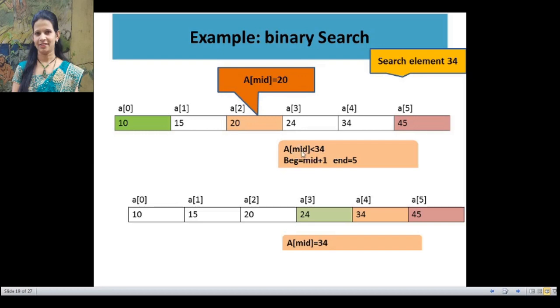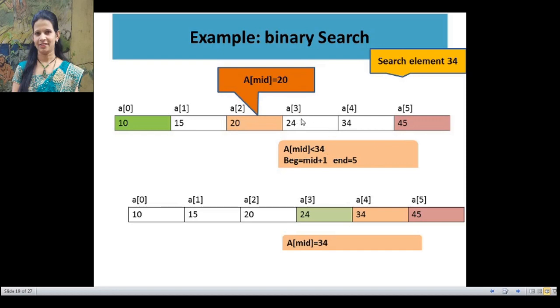So now find your element 34 inside this upper part. So set again the location of the beginning and end. Beginning is equal to mid plus 1. No need to search the earlier part. We want only this part, so this is your beginning and this is the end. And then again find out the mid.